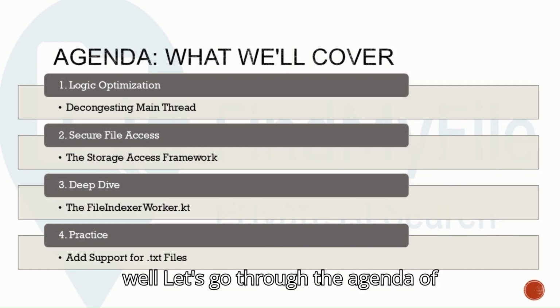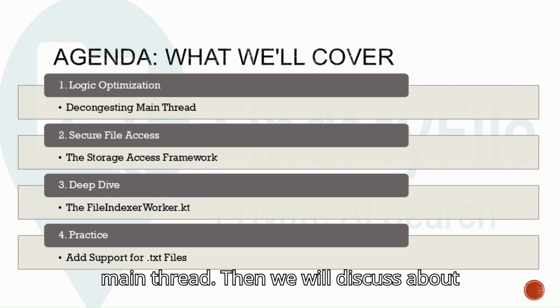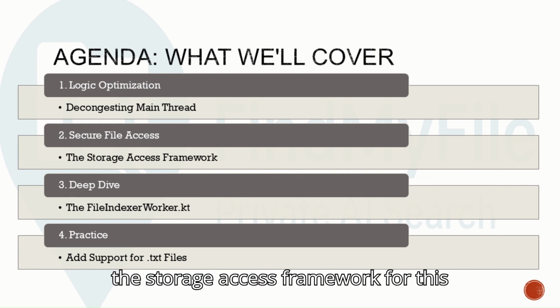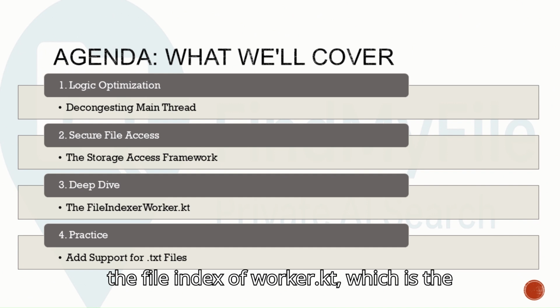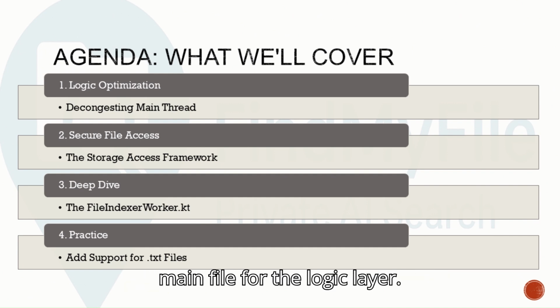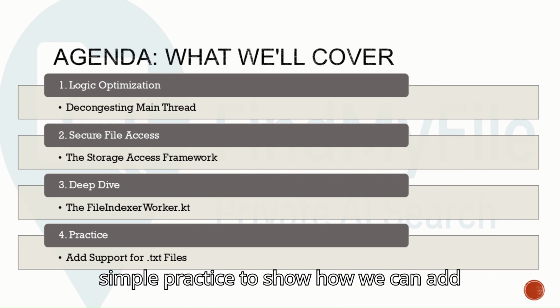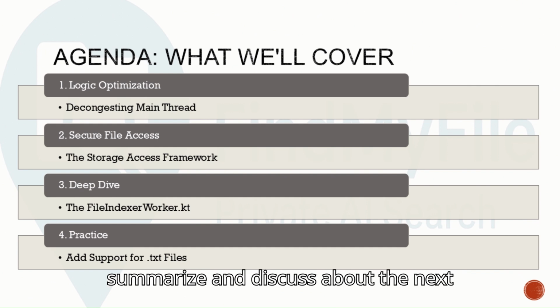So let's go through the agenda of today's session. We will cover logic optimization, or decongesting the main thread. Then we will discuss secure file access, and how we enabled the Storage Access Framework for this application. Then we'll deep dive into the FileIndexerWorker.kt, which is the main file for the logic layer. Then we will do a simple practice to show how we can add support for .txt files. And then we will summarize and discuss the next session.